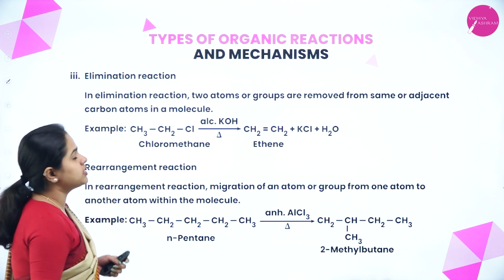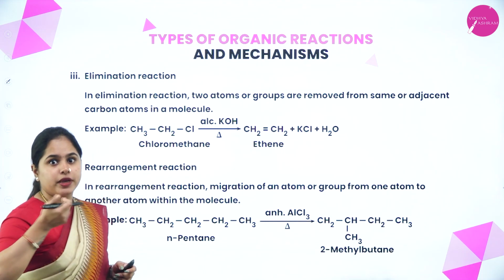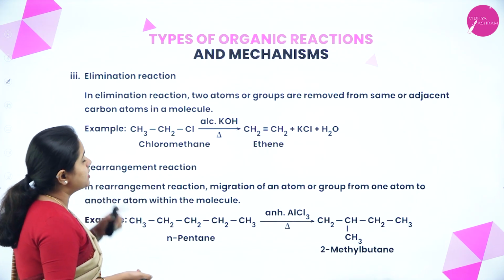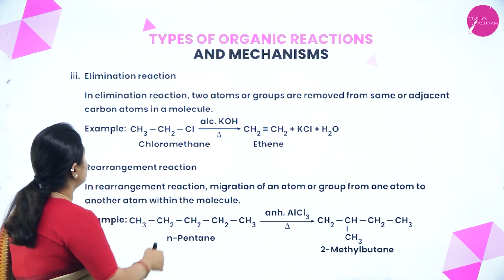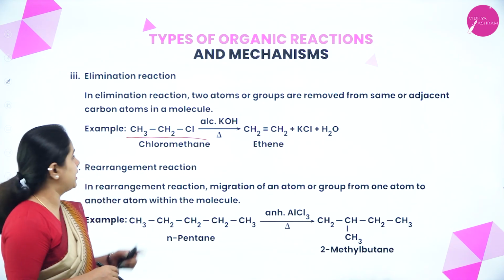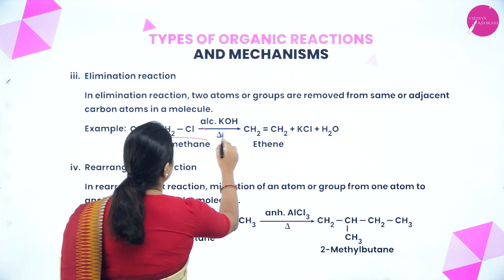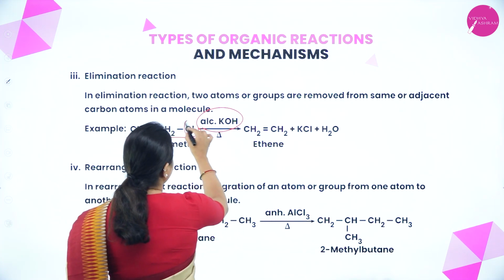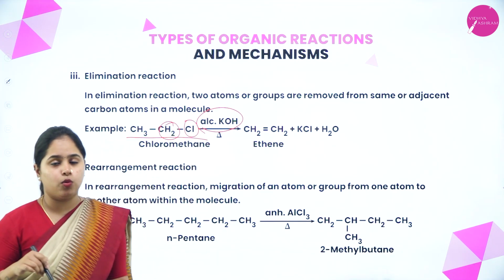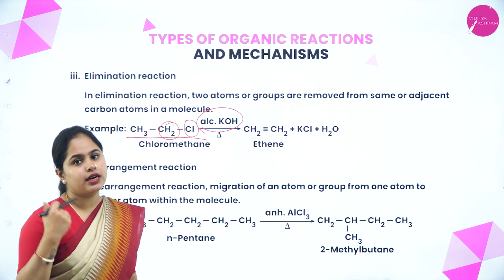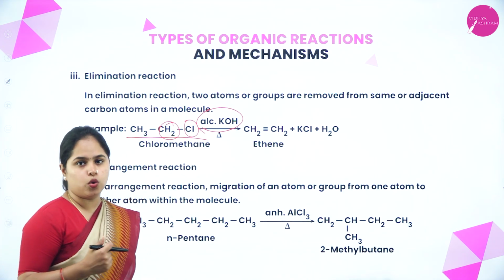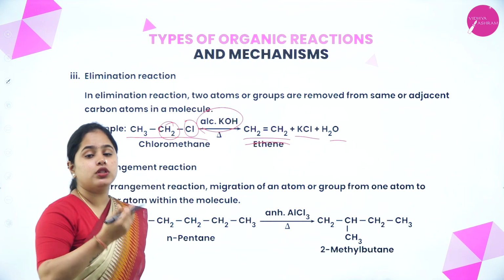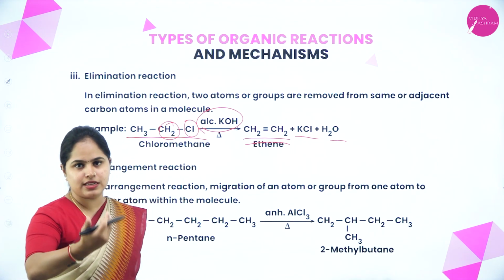Right? Now moving on to the next type of reaction, that is elimination. Someone is being removed, right? In an elimination reaction, 2 atoms or groups of atoms are removed from the same or adjacent carbon atoms in a molecule. As you can see, chloroethane is taken, CH3 CH2 Cl. If it undergoes reaction in the presence of alcoholic KOH, the Cl and 1 hydrogen atom will be removed. Dehydrohalogenation takes place. 1 hydrogen atom and chlorine atom are removed and you get ethene, KCl and water. So the removal of atoms or a group of atoms is called an elimination reaction.